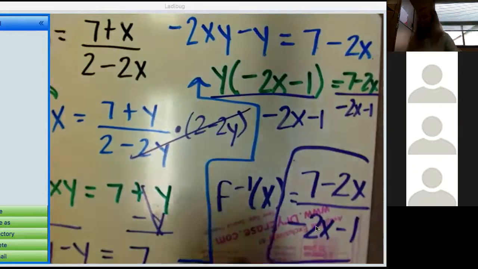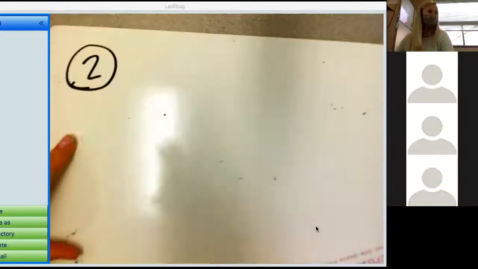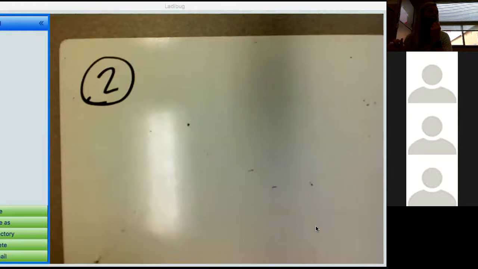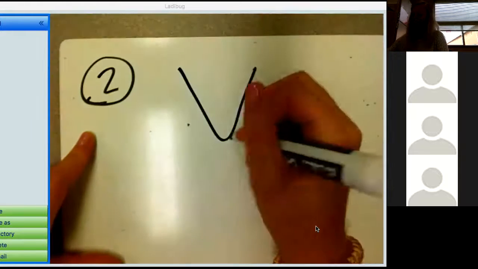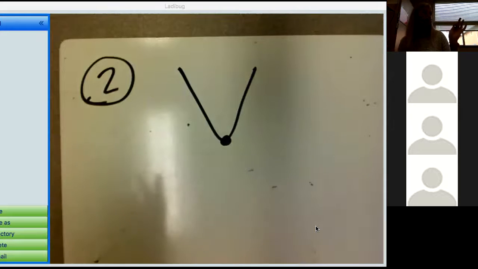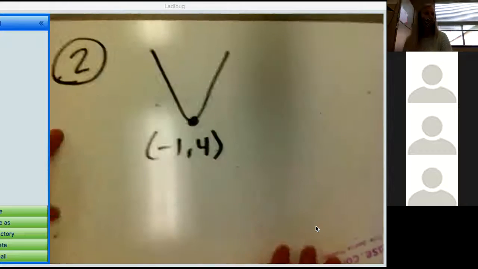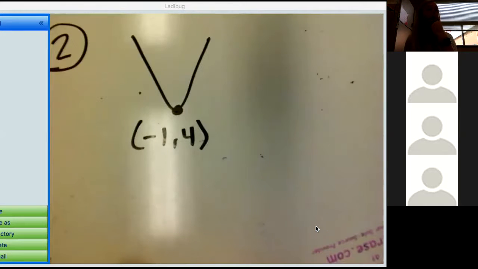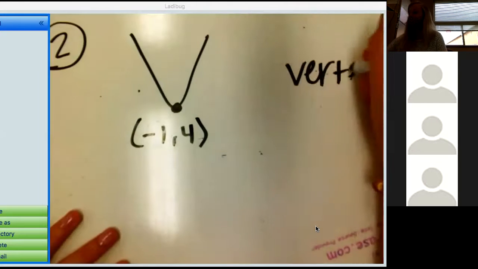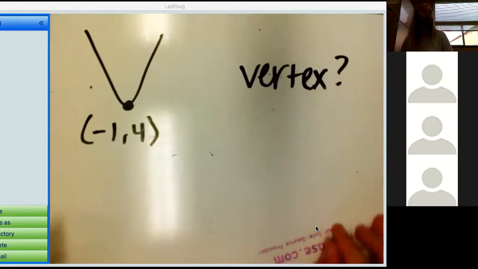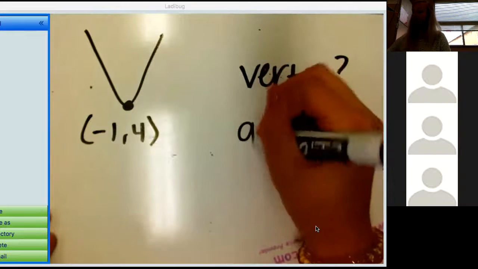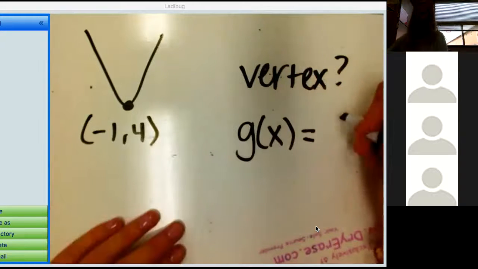Okay. So number 2, I think a lot of you were overthinking. They said we're graphing an absolute value function. So I'm graphing a V. I draw a picture because I'm visual. Is that okay with everybody? And they told us the vertex is negative 1, 4. Then they say, what is the vertex of the function defined as? So we're looking for the vertex. We're not looking for an equation. It says, what is the vertex? And we're looking for the vertex of this graph.